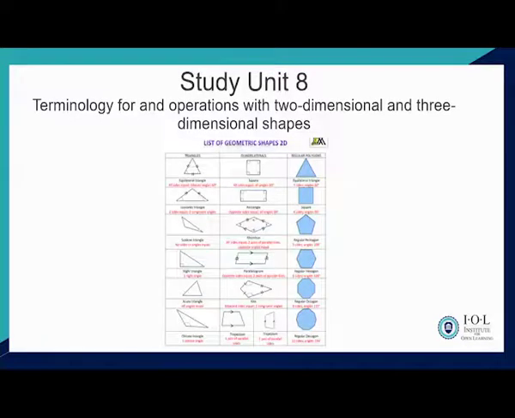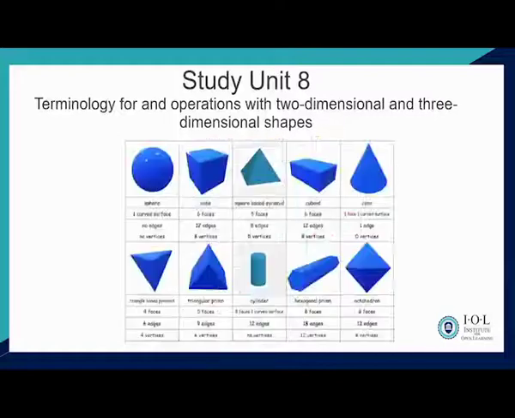Then there's also a list of geometric shapes 2D. You can just learn that for extra, so that you know more. There's, for example, scalene triangle, a right triangle, acute triangle, a trapezium, a kite, a parallelogram. There's also a regular pentagon, and so on. Have a look at that in Study Unit 8.